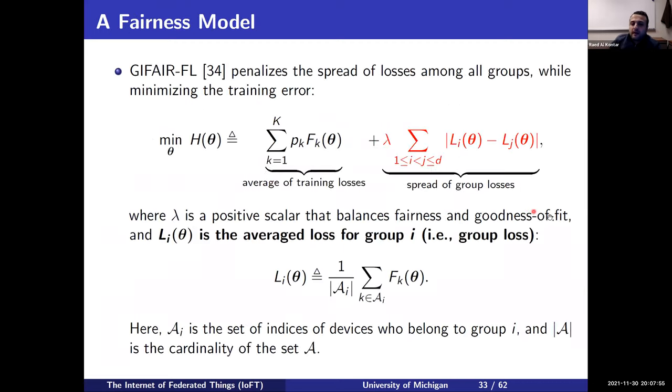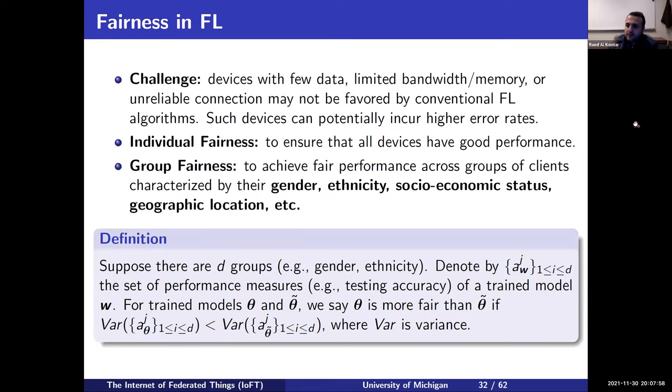Okay. And here it's very important to address two different notions, individual fairness and group fairness. Individual fairness means we want to make sure that the performance over all clients is close enough. Not one client is doing extremely well and another doing very badly. And then there is this notion of group fairness. We should also achieve fairness over groups of clients, for example, different gender, different ethnicity, different socioeconomic status. We need to make sure that our model performs comparably well across these different groups.